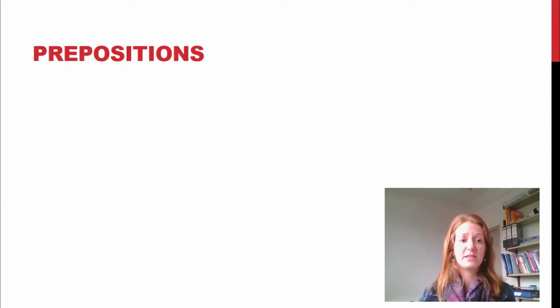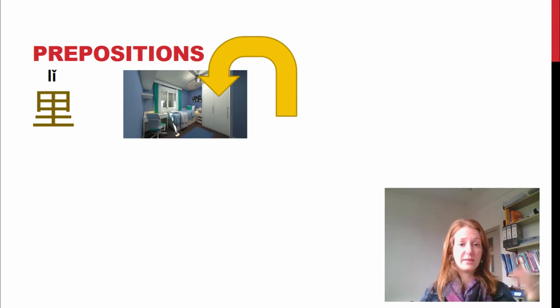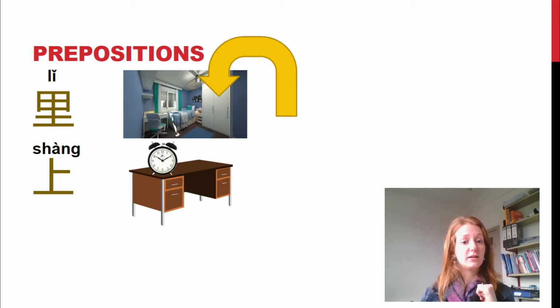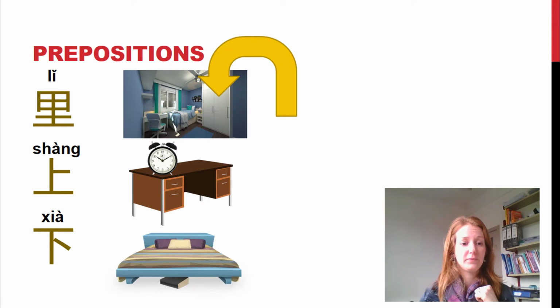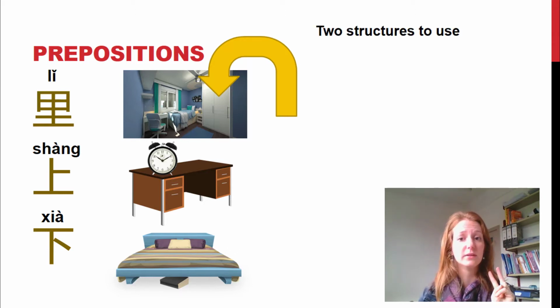So now we're going to talk about prepositions. These are position words. The first one you might have seen already. 里 which means in. 卧室里. 上 means on. 桌子上. And 下 means below. 床下. Now there's two different structures that we can use. They look a little bit confusing, but when you take them to pieces, hopefully you can understand how they work.